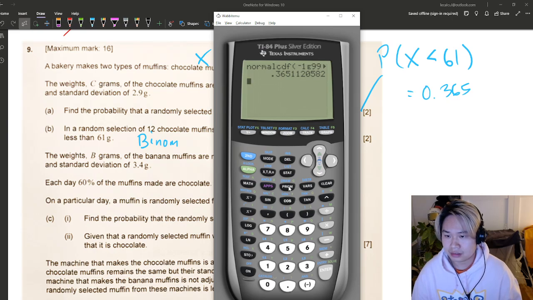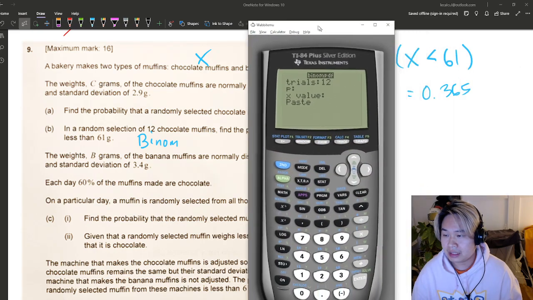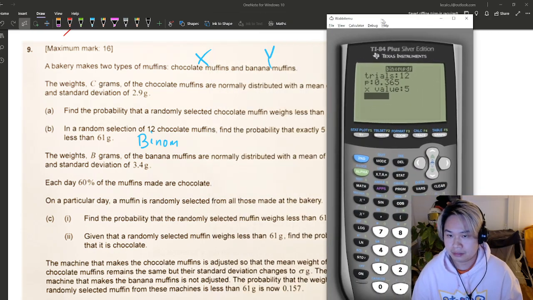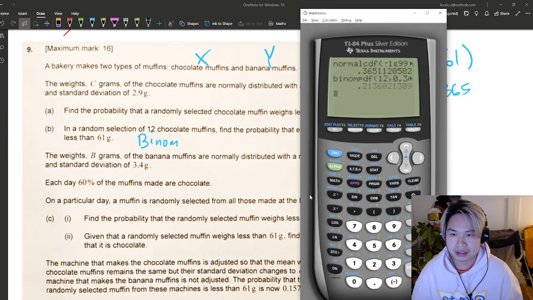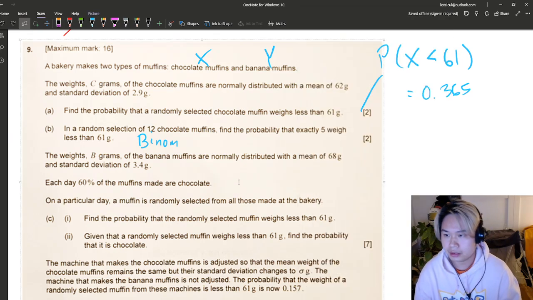So we're just going to go to distribution, binomial PDF. There's 12 trials. The probability of a trial being less than 61 grams is what we got from part A, so 0.365. And we are interested in having exactly 5 of these muffins be under that weight. So paste it, press enter, 0.214.